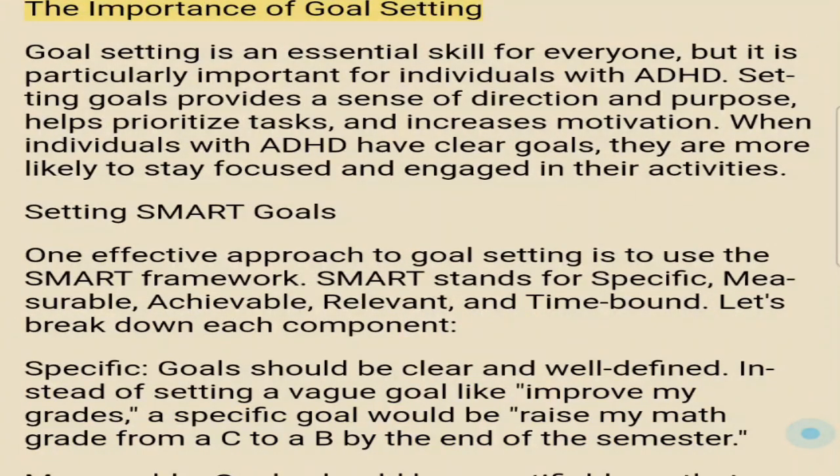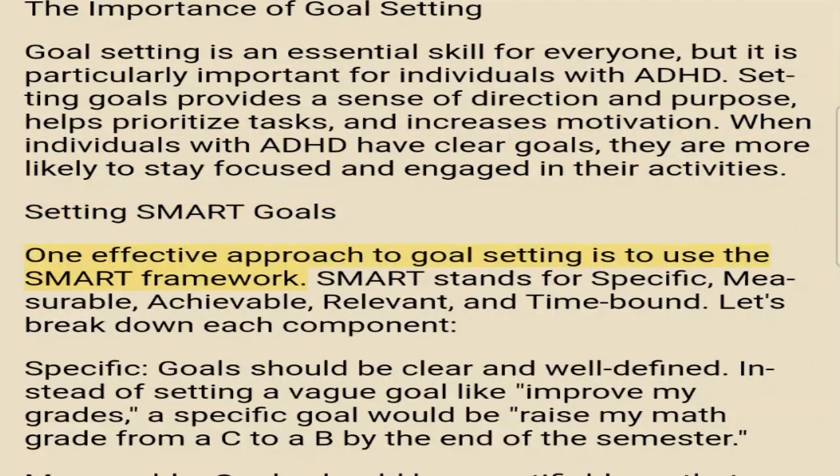The importance of goal setting. Goal setting is an essential skill for everyone, but it is particularly important for individuals with ADHD. Setting goals provides a sense of direction and purpose, helps prioritize tasks, and increases motivation. When individuals with ADHD have clear goals, they are more likely to stay focused and engaged in their activities.